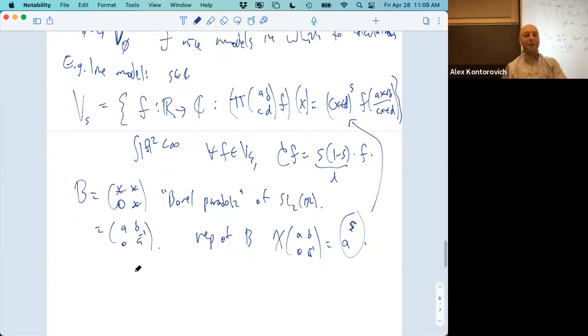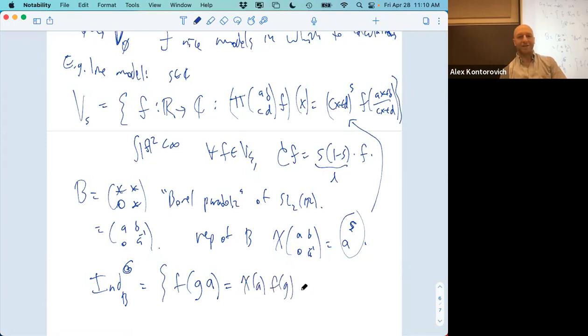And then the parabolic induction, the induced representation from the Borel to G, is the space of functions on G so that when I take G and I put an A here, so in general, if you have a representation on H, then when I apply the H regular representation, I want this to be chi of A times f of G. And in general, you'll take the representation of this subgroup and have it act on your vector. So that's what's going on here.